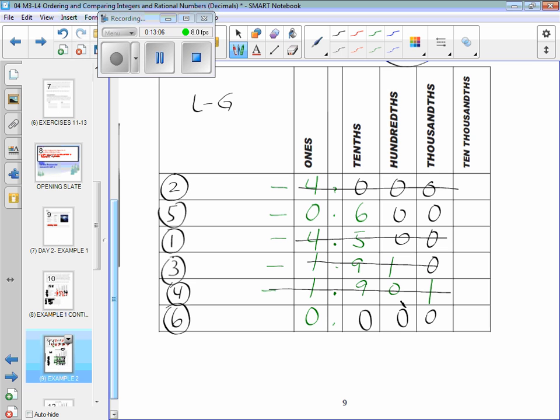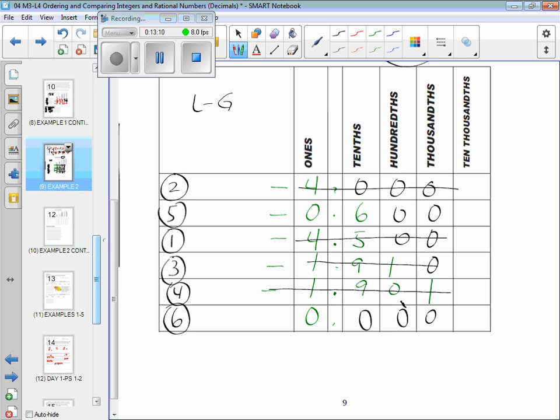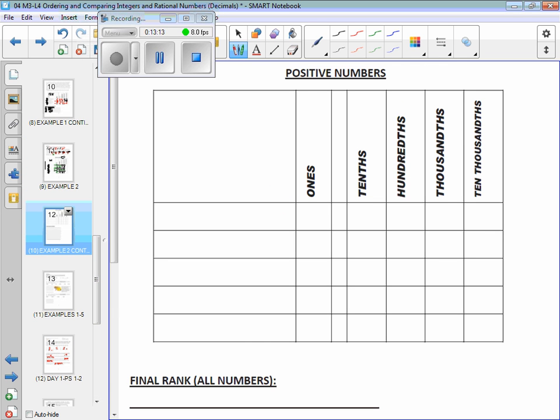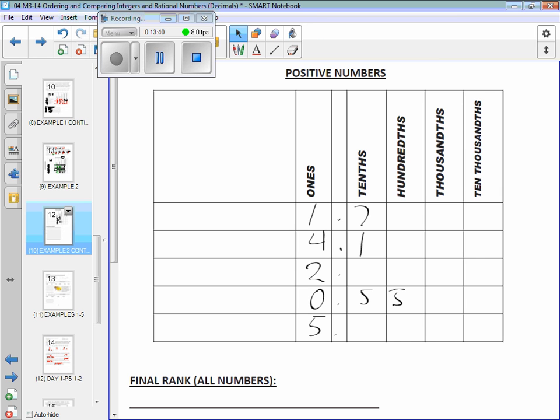All right, now we got to go into the positives. Got to flip pages. And we're going to slot our positives as we listed it. We had a 1.7, 4.1, 2, 0.55, and 5, right? Did I get that right? I think so. Yeah, we had 2 integers, 2 and 5. All right. Annex zeros.